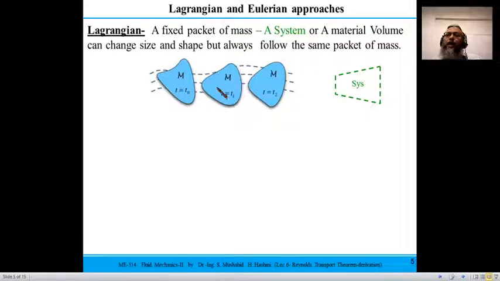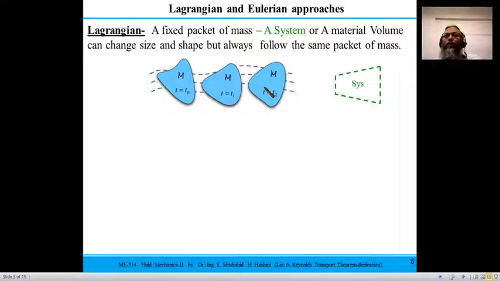So we call that mass which remains the same, we are controlling the mass here. This fixed package of mass we call a system. A system is thought of as a material volume, where the entity present in that material volume remains the same. So mass is no longer changing. The bundle of mass can change its size and shape, but the entity of the mass remains the same as time progresses.